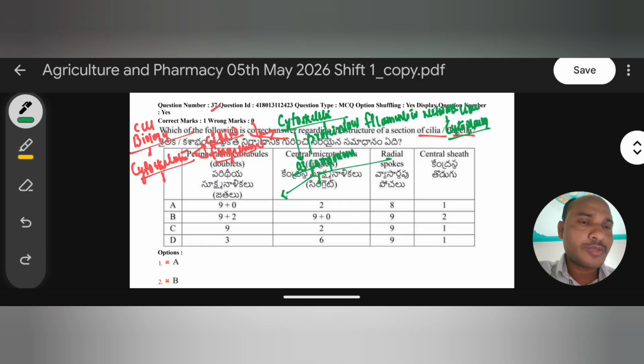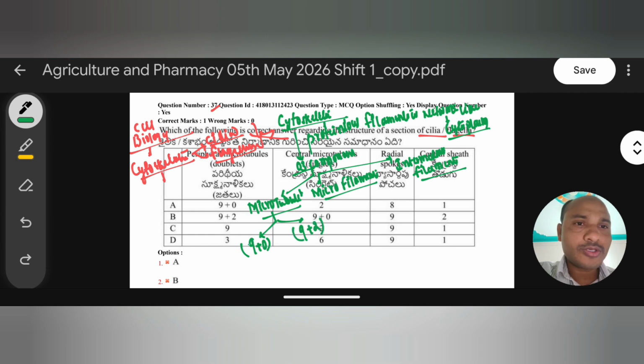So the most important components in the cytoskeleton are microtubules, then microfilaments, and third, intermediate filaments. So these three components together form the cytoskeleton. Generally, microtubules are seen in a 9+0 arrangement, or they are also present in a 9+2 arrangement. Here, the 9+0 arrangement of microtubules is generally seen in two structures.